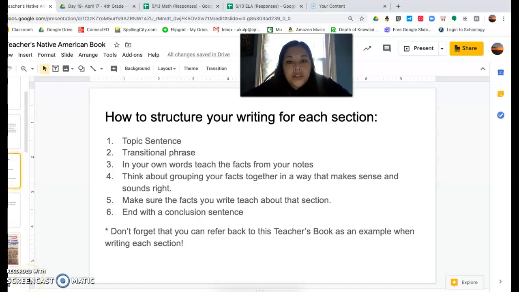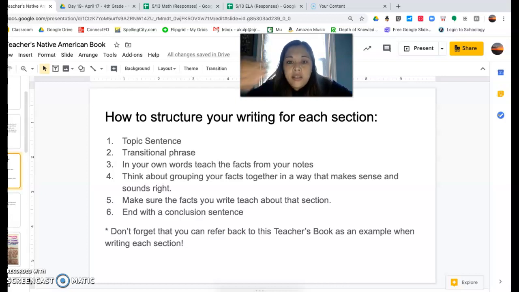When it comes to structuring your writing for each section, there are a couple of important things you want to keep in mind. First, you want to start off with a topic sentence that tells your readers what they can expect to learn from your writing in that section. Don't forget your transitional words or phrases that will connect your thoughts and make them go together in a way that makes sense and sounds right for your reader. And when writing your facts, you'll start off 1 with that topic sentence, just to review what I just said, 2, a transitional phrase or word, and then a fact, and that fact should come from your notes and be written in your own words.